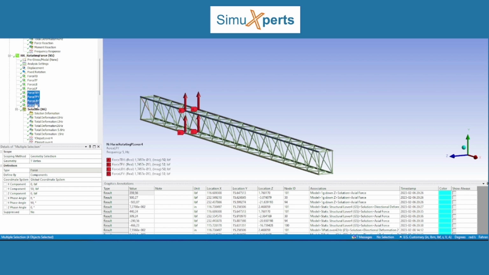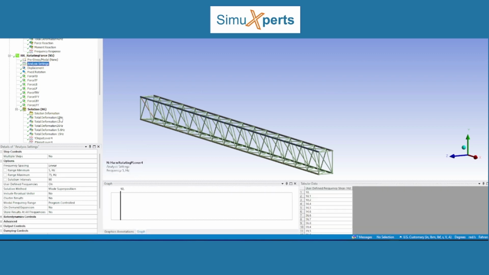Now, what else matters when you do a harmonic response? You need to specify the frequencies of interest. So in this case, I have assigned a minimum frequency of 5 Hertz. So we will first assume that the forces are acting at 5 Hertz up to 75 Hertz, which is the range maximum here, and we'll have 90 solution intervals. So in between 5 and 75 Hertz, we'll have 90 separate frequencies.